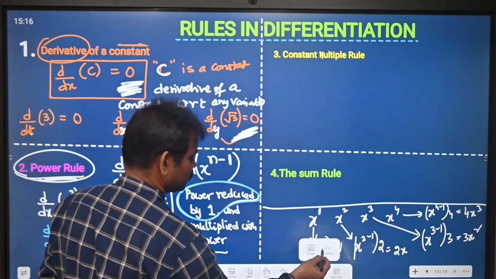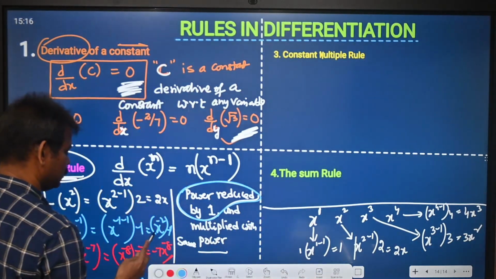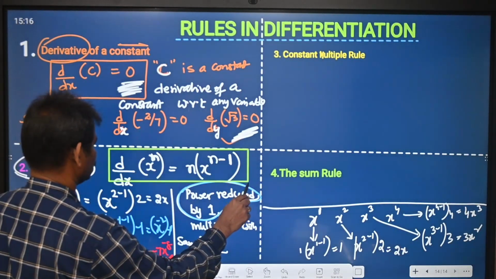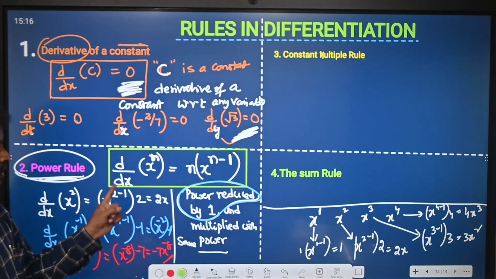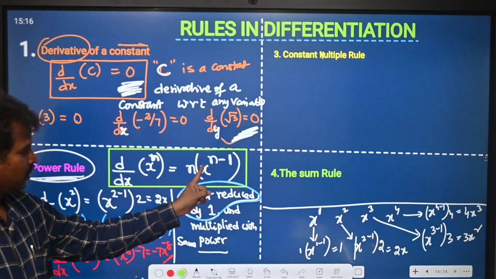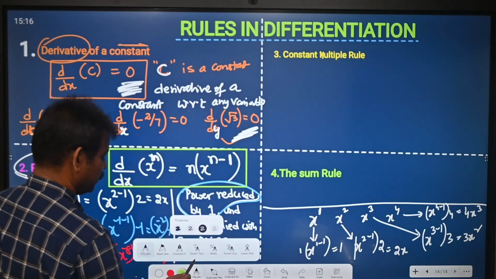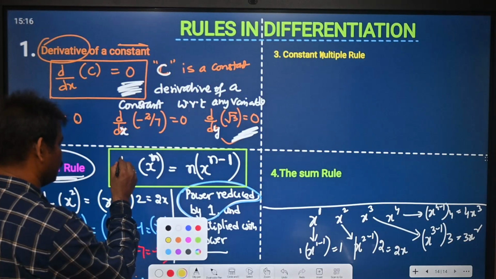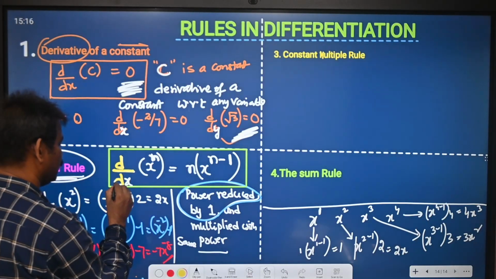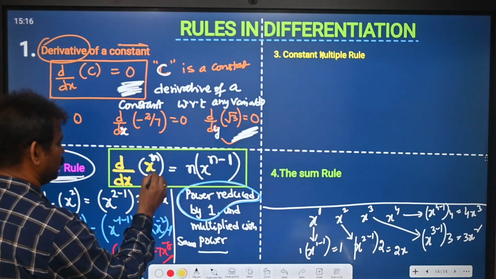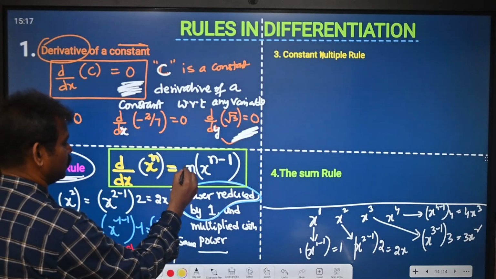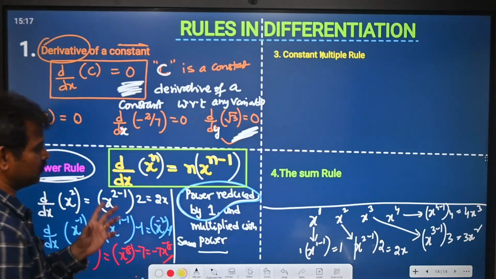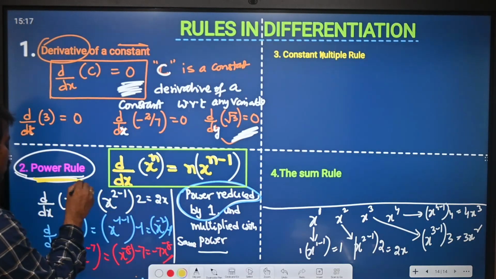That's why we are writing this in a box. d by dx of x power n is equal to n into x power n minus 1. Very, very important power rule.